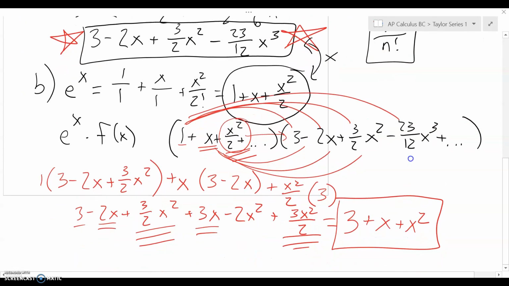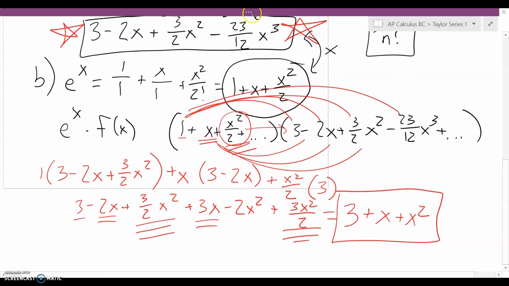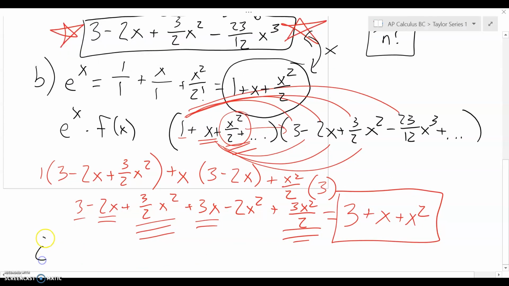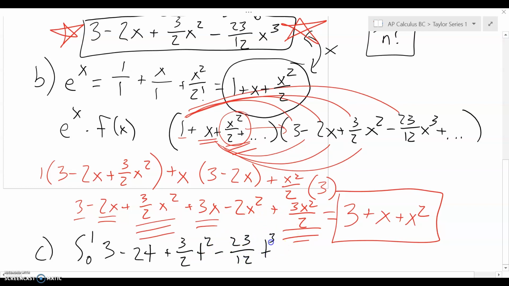And they want us to use t's, which makes it a little tricky, and I'll switch to the black on this one. So on C, we're going to be integrating from 0 to 1, 3 minus 2t plus 3 halves t squared minus 23 twelfths t cubed. What would that be? T cubed.